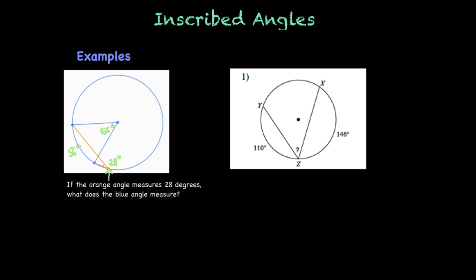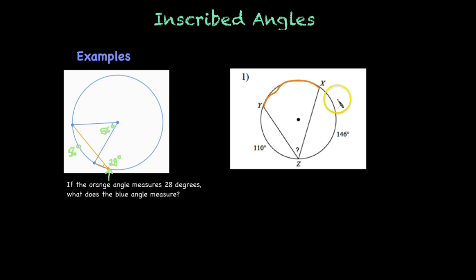Let's look at the second problem. In this problem, we want to solve for this question mark. We don't have a central angle drawn in. We could draw it in, but it doesn't really help us. The information we have is the arc length, or the arc measures, I should say, for these outer two arcs. What we're missing is this arc, which could help us find the intercepted or the inscribed angle.